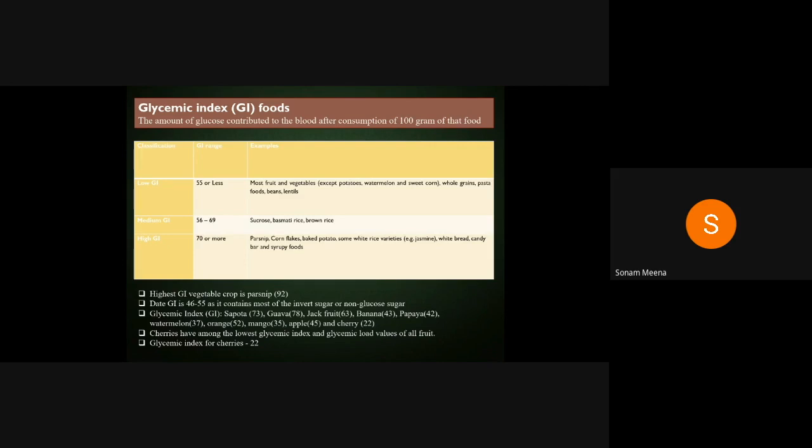What I have highlighted here are the questions asked in previous exams. Date palm contains the highest glycemic index among the fruits. Among vegetables, parsnip, and also for several fruits they gave sapota 73, guava 78. Among fruits, cherry has the lowest glycemic index, around 22.